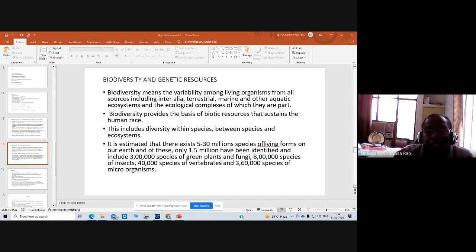There exist 5 to 30 million species of living forms on our Earth, and of these, 1.5 million have been identified and include 3 lakh species of green plants and fungi, 8,000 insects, 40,000 species of vertebrates, and 3,60,000 species of microorganisms. Are we conserving the biodiversity system?